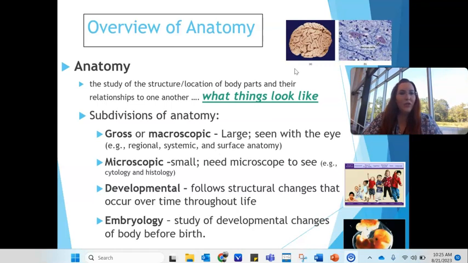Oh, I forgot to mention this picture here. This picture shows the difference between gross versus microscopic anatomy. So here we have a brain. That is something large that you can see with your regular eye. You do not need a microscope to be able to view that this is an organ of the body. This picture here shows microscopic individual neuron cells. And so you can see that they're labeled here, individual cells. We do need a microscope to see the cells of the brain.